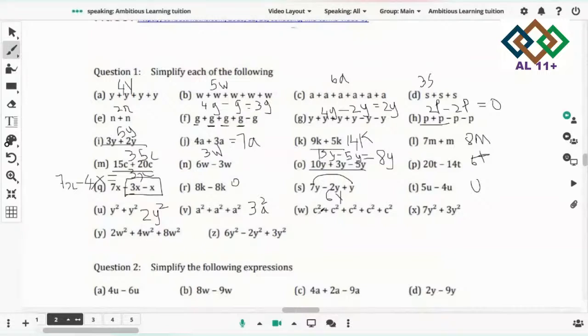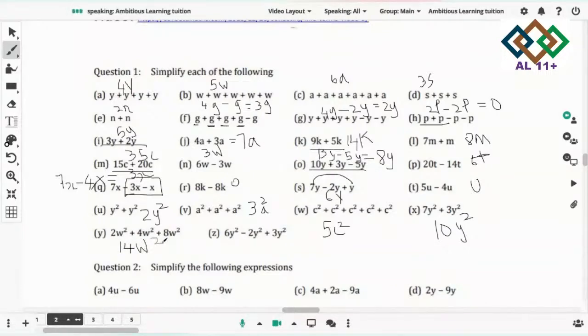And then you have c square, and you have 4 or 5 of them, I think. So 1, 2, 3, 4, 5. So you have 5c square. And then you have 7y square plus 3y square. So the answer for this one is 10y square. Then you just add all of them up. 9, 10, 11, that's 14W2.